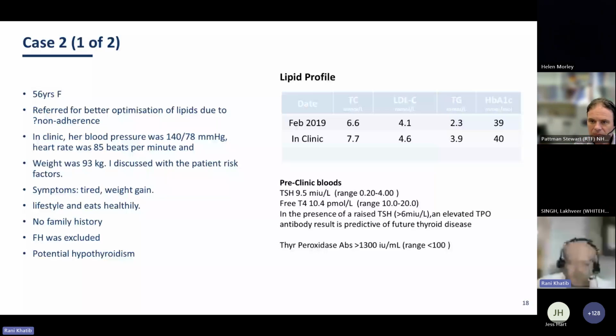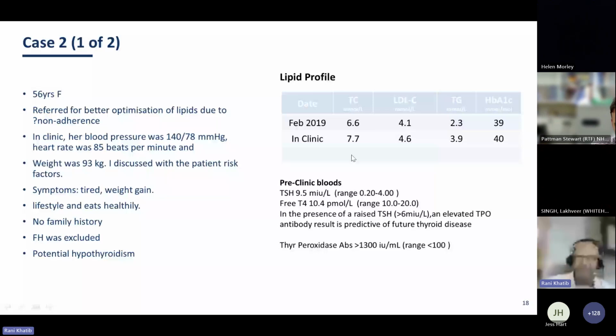She was well, blood pressure reasonably controlled. She weighed 93 kilos. She displayed symptoms of tiredness and weight gain. She displayed a bit of a strange response to atorvastatin, prescribed by her GP and increased to 80 milligrams, and still not responding. Her LDL seems to be persistently high at 4.1, and in clinic, when she came to see us, she had an LDL of 4.6.